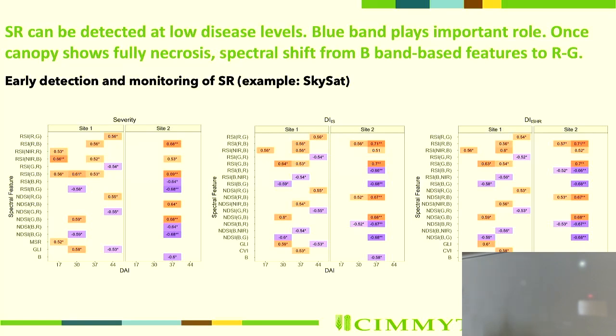And for the early days, where the canopy is still green, so from day 17 to day 37, we notice that the blue band, for example in this combination here or here, plays an important role. And once the canopy switches to senescent or full necrosis in the plots, the blue band is not important anymore, so we have here an offset to using the red band, for example.